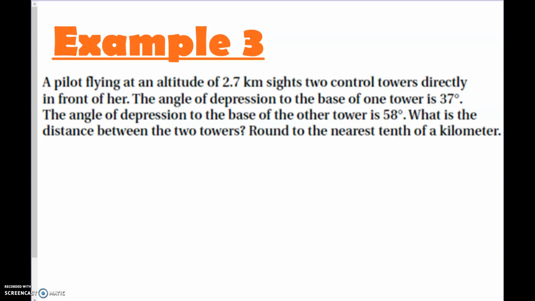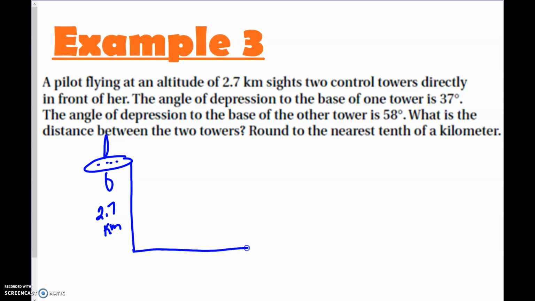All right, a pilot flying. Okay, so we got the airplane, our nice fancy airplane here. Okay, she sees, and they're at an altitude of 2.7 kilometers. That's how high off the ground they are. All right, so, oh, it is a her. The angle of depression to the base of one tower.